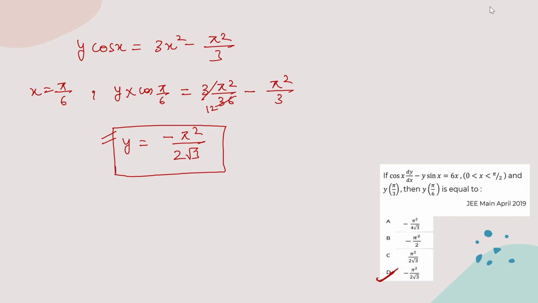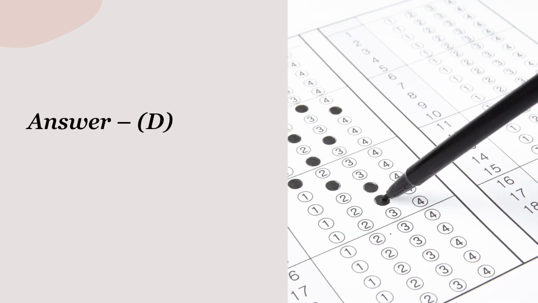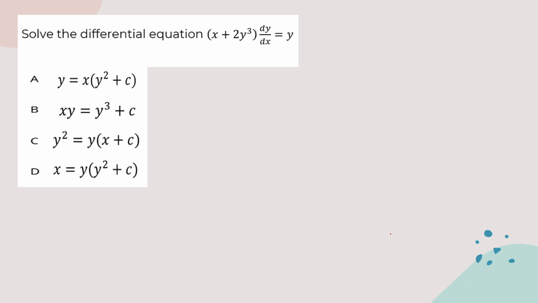Okay, then let's go to the next part. Next question. D is the right answer. Solve the differential equation (x + 2y³) dy/dx = y. Can you try this? I'm giving you 1 minute. Try this please and tell me what you are getting.